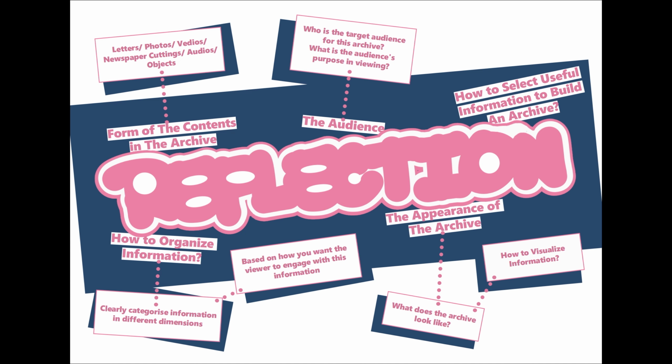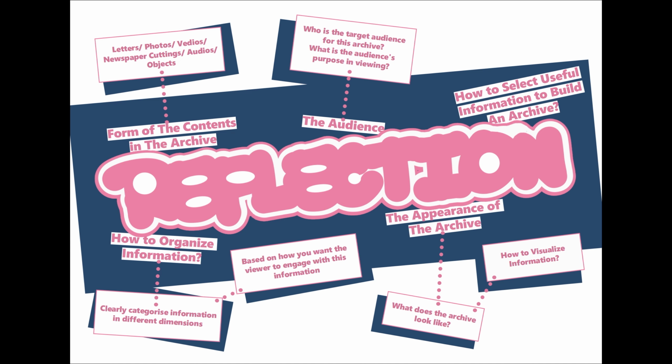The next point is how to organize information. We can organize information in many different ways based on how we want the viewers to engage with the information. The final one is a visualization of the archive. What does the archive look like? How to visualize the information.